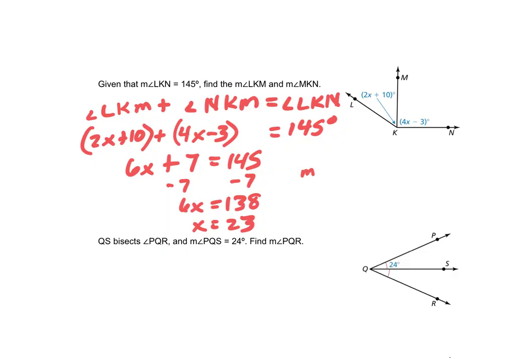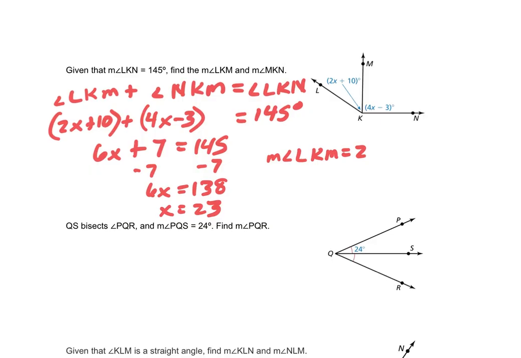measure of angle LKM is 2x plus 10. So I'm going to do 2 times 23 plus 10. Okay, what's 2 times 23? 46. Okay, and then add 10 to it. 56. So this would be 56 degrees.